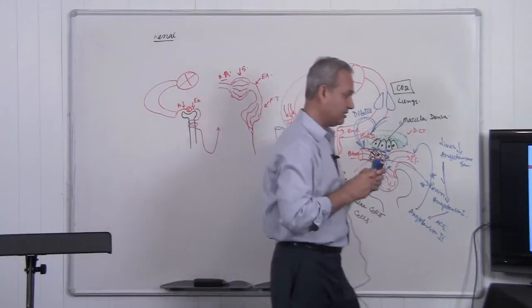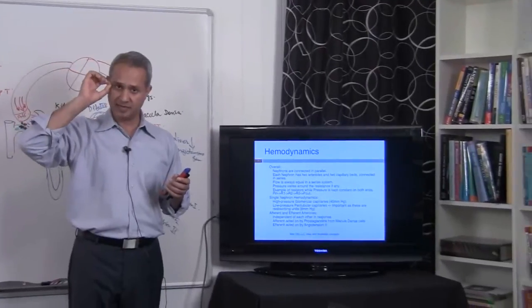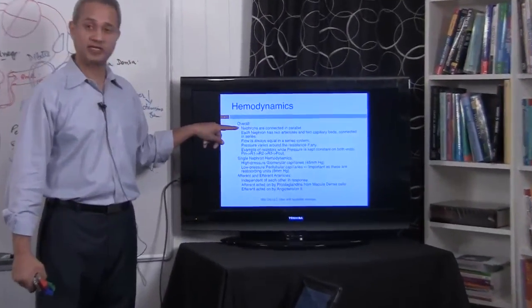So going back here, this is a very important point. You need to write it down somewhere and remember it. You should check it off when you have reviewed it. Nephrons are connected in parallel.